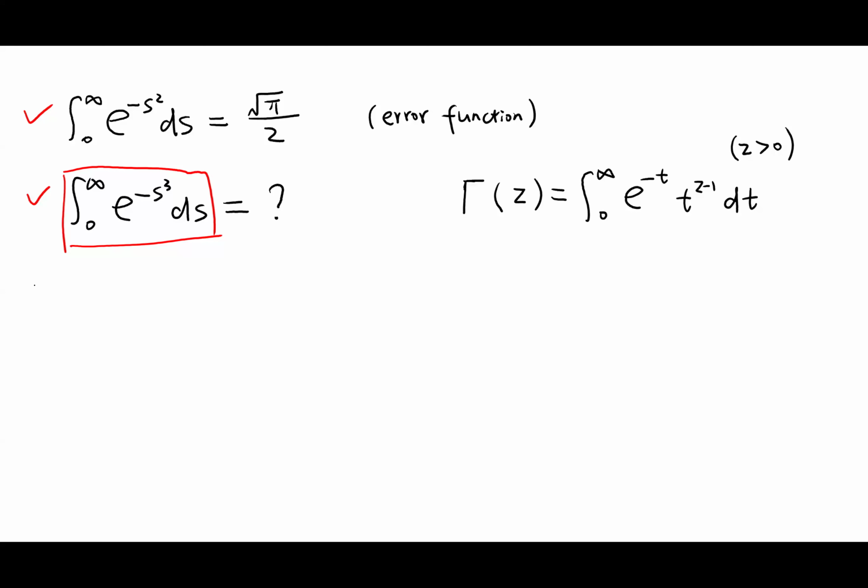let's discuss what about z equal to 0.5. Based on the gamma function definition, now you have e to the power of negative t times t to the power of 0.5 minus 1, so you got negative 0.5, and then dt, okay? So that's what you got.